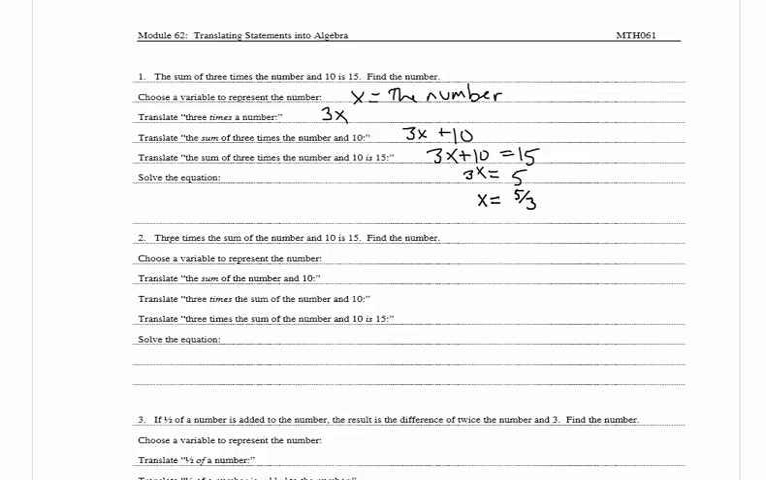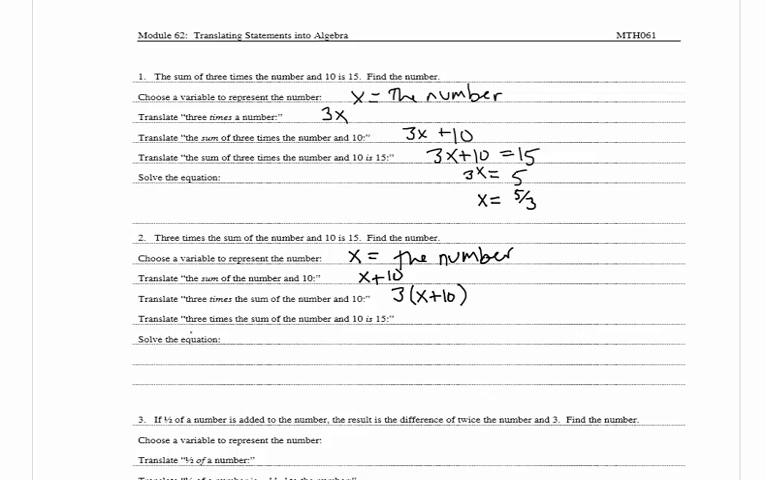In 2, it says 3 times the sum of the number and 10 is 15. Find the number. So again, we're going to choose x to represent the number. And now we want to translate the sum of the number and 10. So we're going to have x plus 10. The sum represents the plus. And now we want to translate 3 times the sum of the number and 10. So we're going to have 3 times what we created in the line above. So 3 parentheses x plus 10.